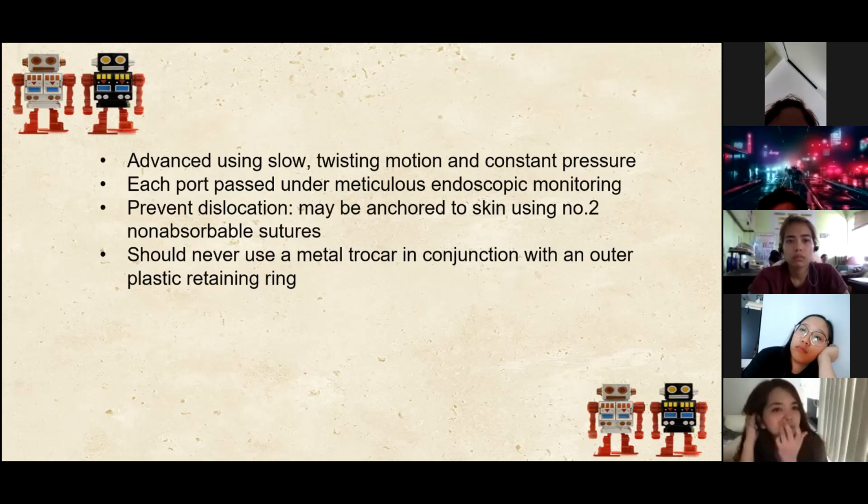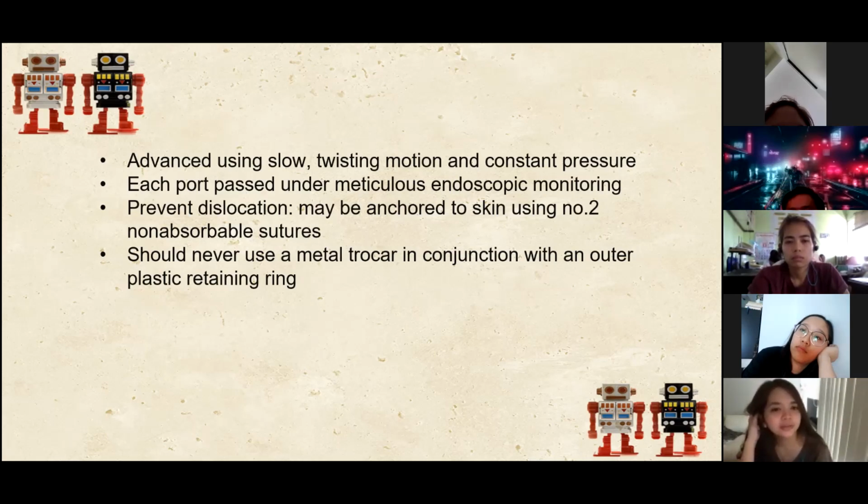It is then advanced through the abdominal wall using a slow twist and constant pressure. Each port passed into the peritoneal cavity should be under meticulous endoscopic monitoring. And to prevent dislocation, it may be anchored to the skin using number 2 non-absorbable sutures.